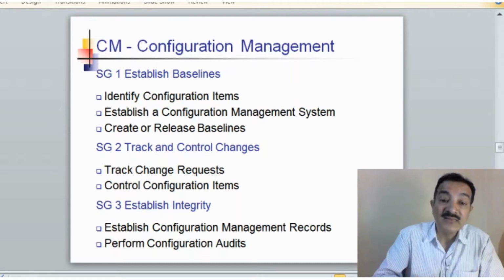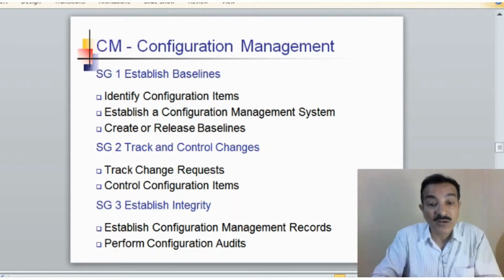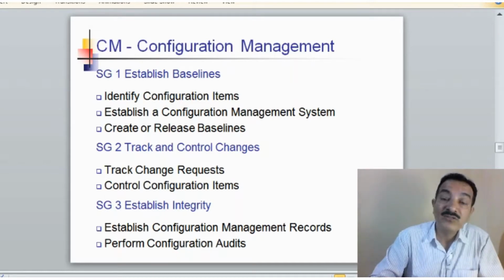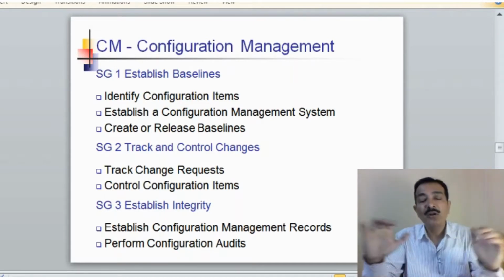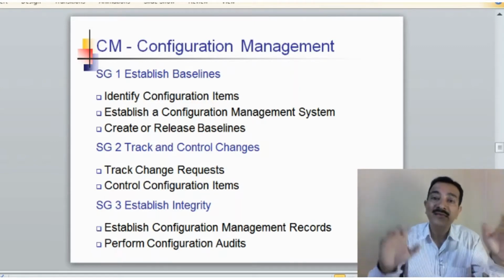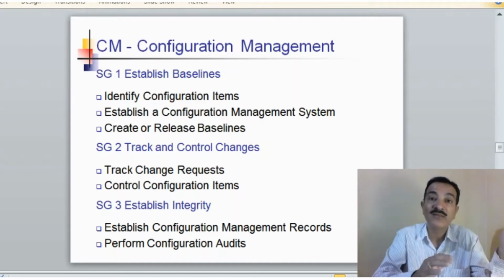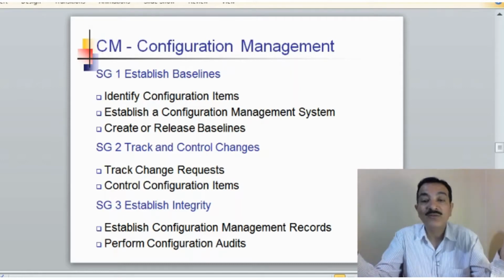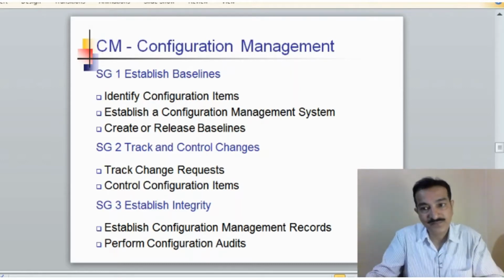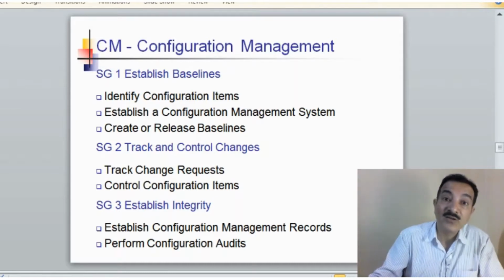Establish integrity: establish configuration management records, perform configuration audits. Periodically you would have to perform a configuration audit to ensure that exactly whatever is being declared is what the configuration items are, so they have not changed when you didn't want them to be changed, or been changed by an unauthorized person.